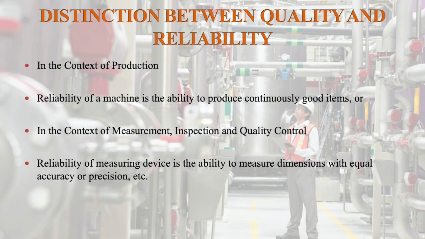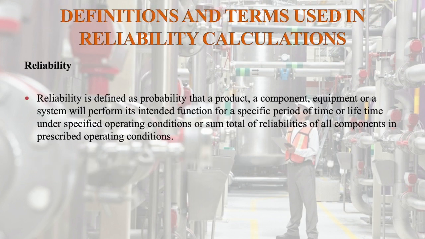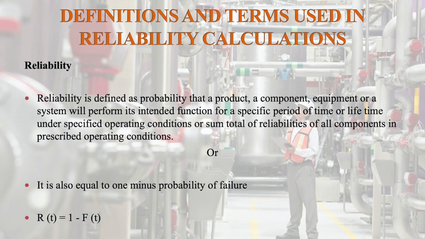So, definitions and terms used in reliability calculations. Reliability is defined as the probability that a product, a component, equipment or a system will perform its intended function for a specific period of time or lifetime under specified operating conditions, or the sum total of reliabilities of all components in prescribed operating conditions. Or it is also equal to 1 minus probability of failure, that is R(t) is equal to 1 minus F(t).